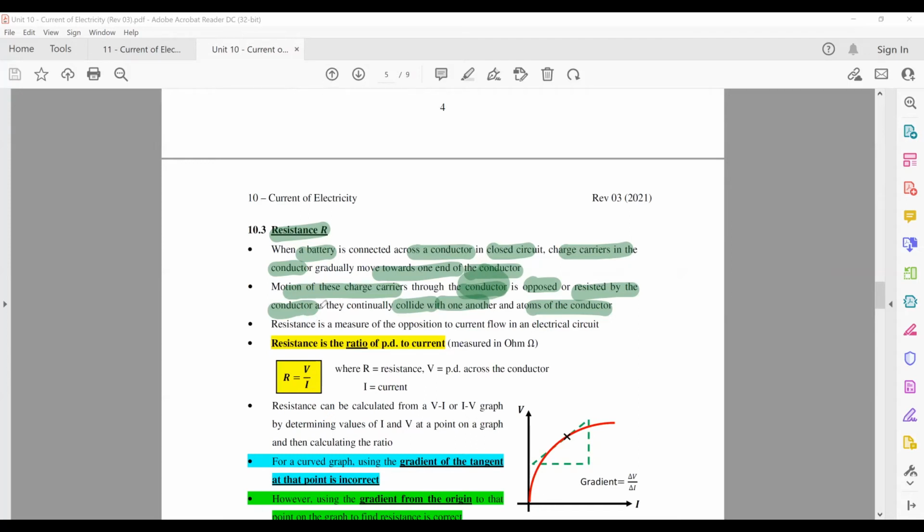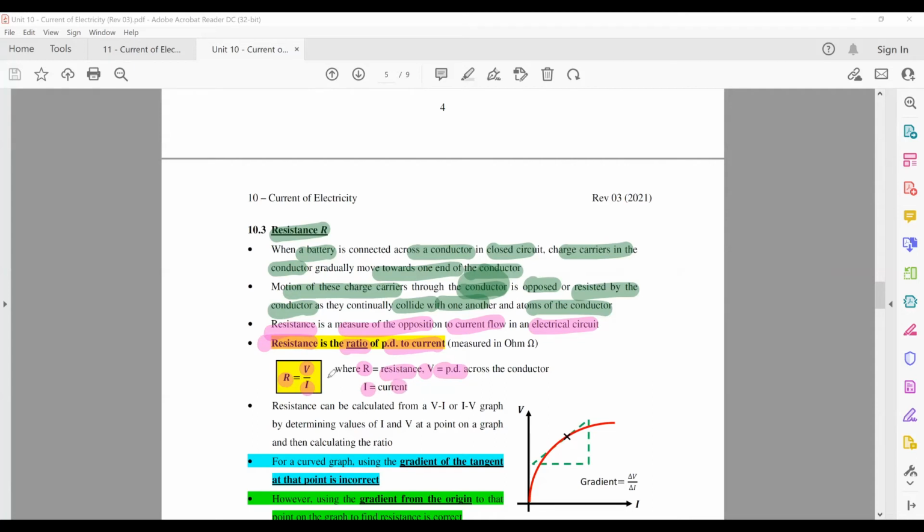Okay. Now resistance is the measure of the opposition to current flow in an electrical circuit. Resistance is defined as the ratio of PD to current. Okay, so R is equal to V over I, where R is resistance, V is PD, I is current.